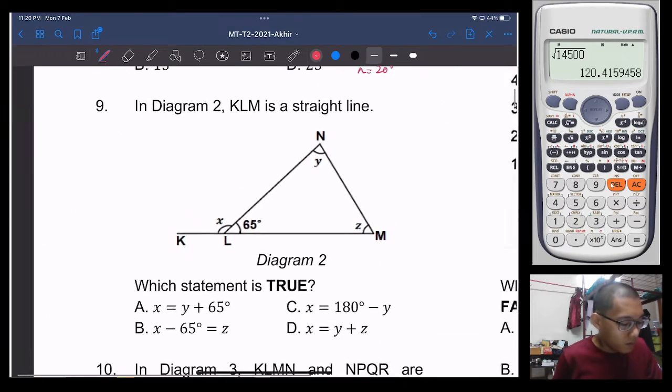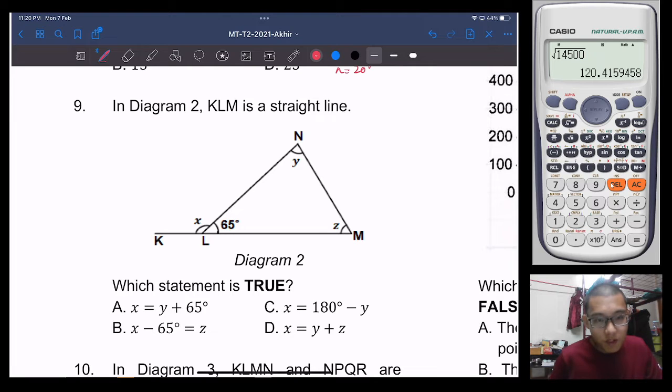Okay, now we go to question 9. In diagram 2, KLM is a straight line. So which statement is true? Okay, so now we try to observe first. We have this straight line. x and 65 belong to this straight line. So we have 180, which is equal to x plus 65.